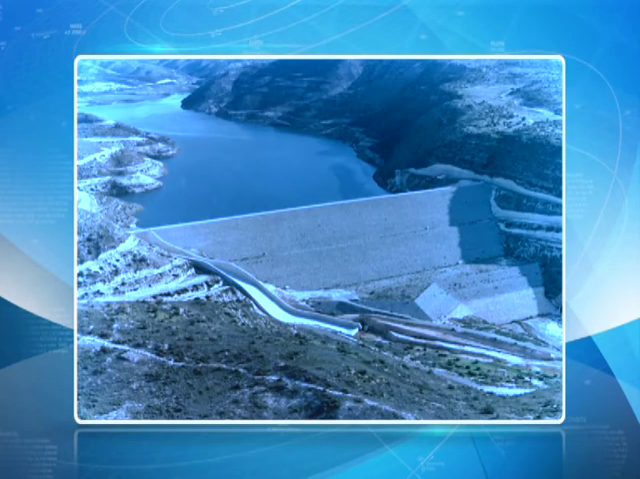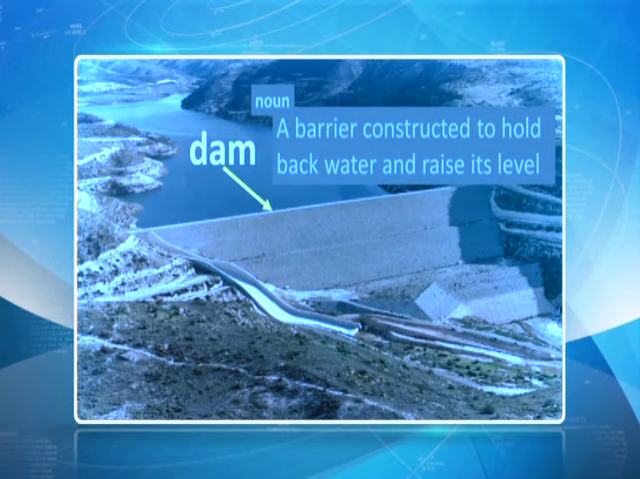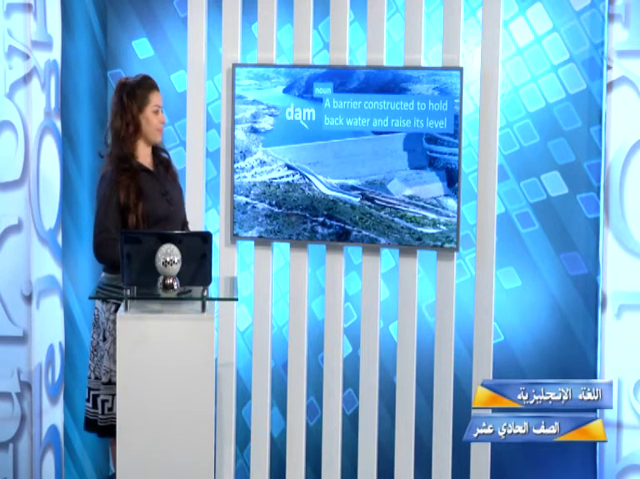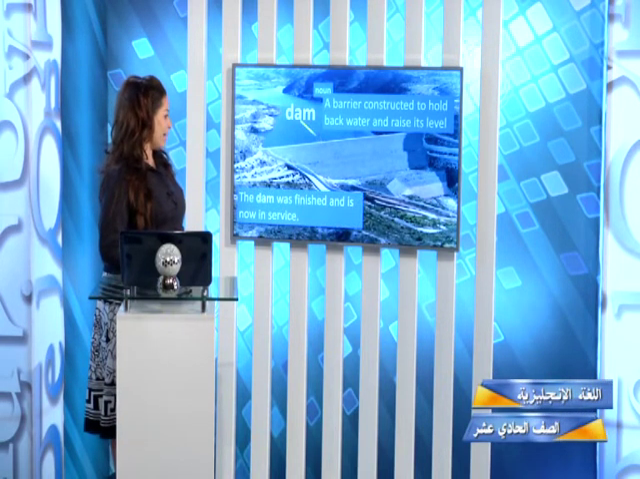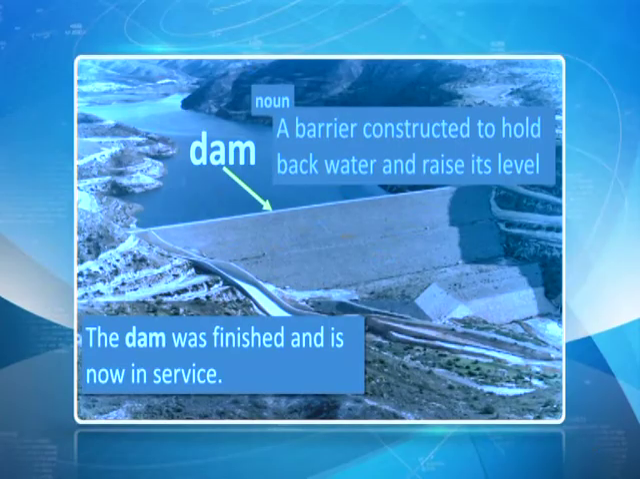What do you see over here? What do you see? Dam. This is called a dam. What's a dam? It's a barrier constructed to hold back water and raise its level so that water doesn't go to the other side. Let's have a look at the sentence. The dam was finished and is now in service.